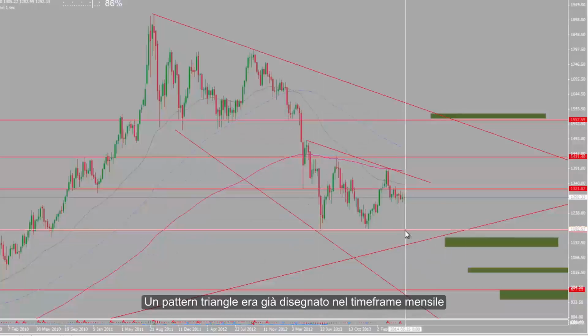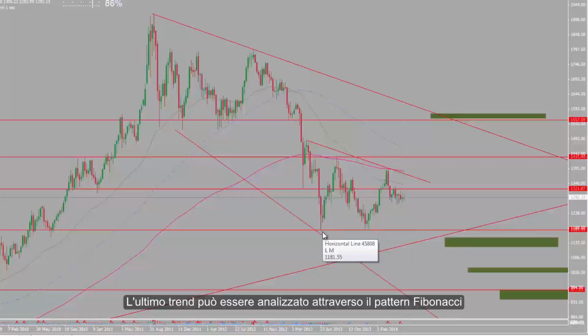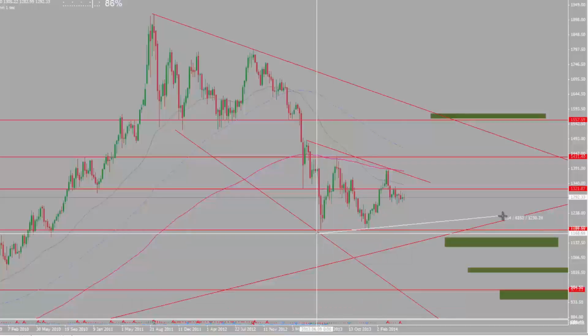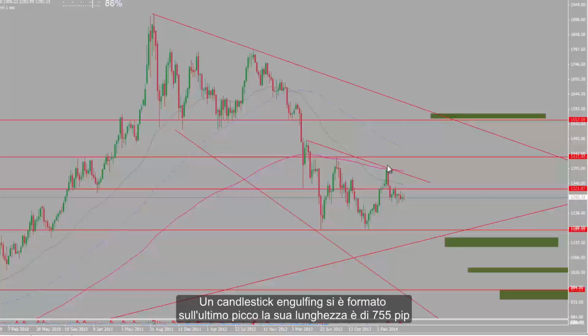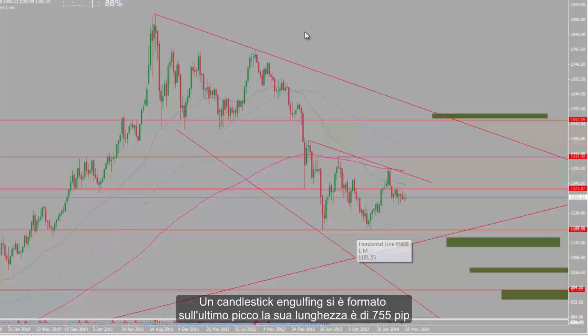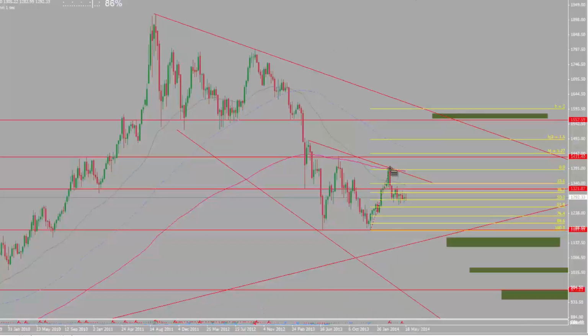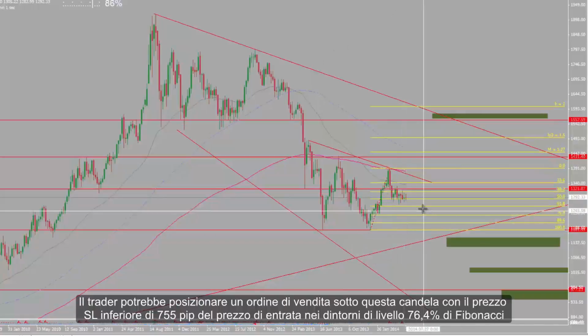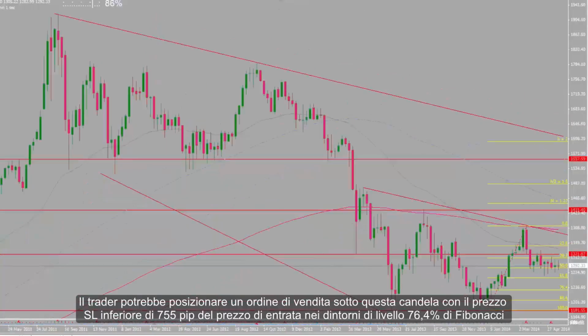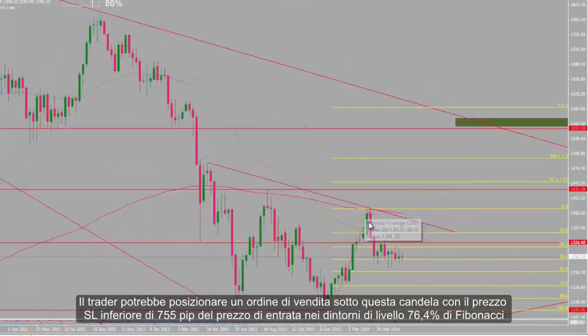The triangle pattern was already drawn in the monthly time frame. The last trend can be analyzed through the Fibonacci pattern. An engulfing candlestick has formed on the last peak. Its length is 755 pips. A trader could place a sell order below the candle with SL price 755 pips higher than the entry price, around level 76.4% of Fibonacci.